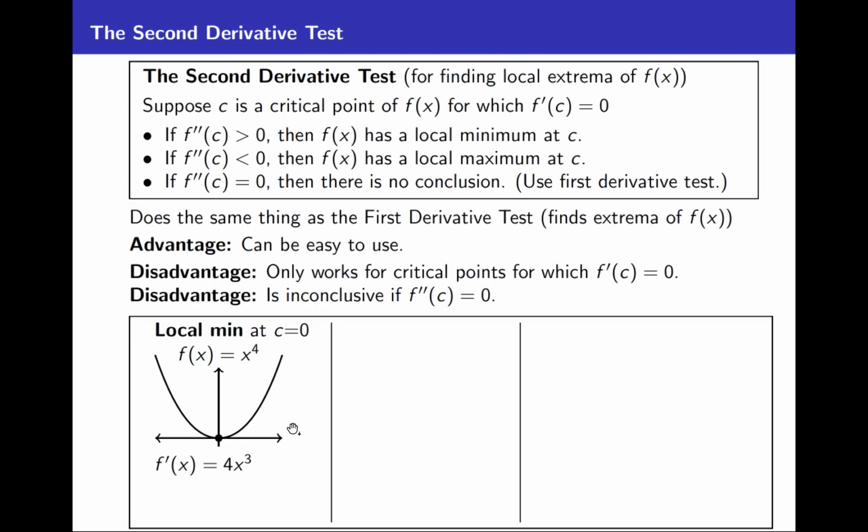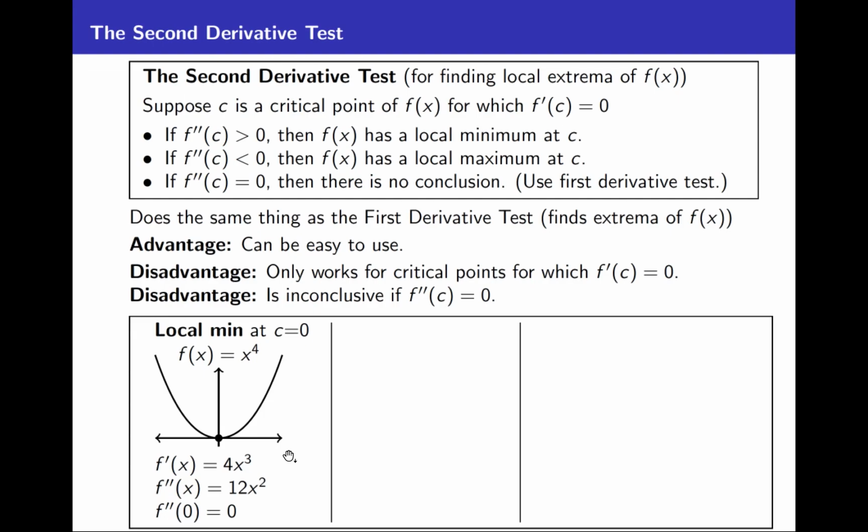Let's calculate the derivative. F prime of x is 4x cubed. The second derivative is 12x squared. Let's plug in that critical point c equals 0 into the second derivative, and we get 0. So we get f double prime of 0 equals 0. We plugged in the critical point, we got 0, and the second derivative test says there's no conclusion.